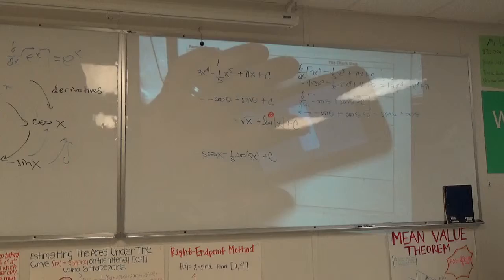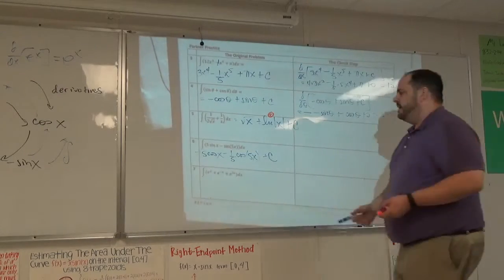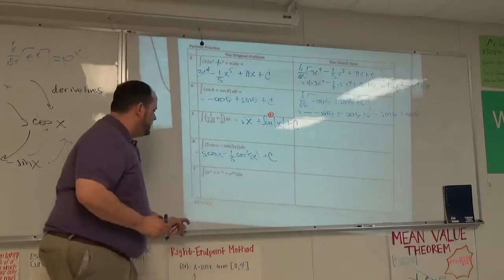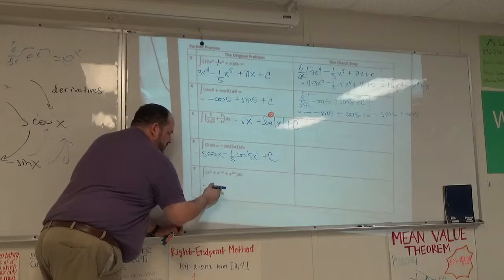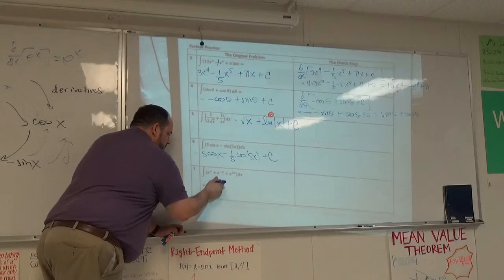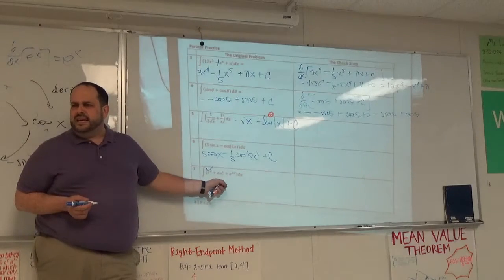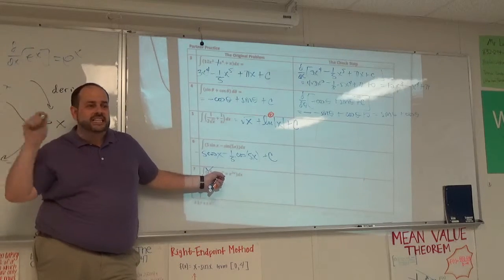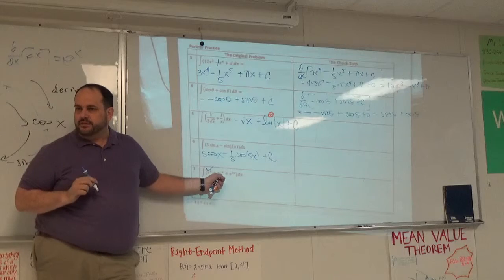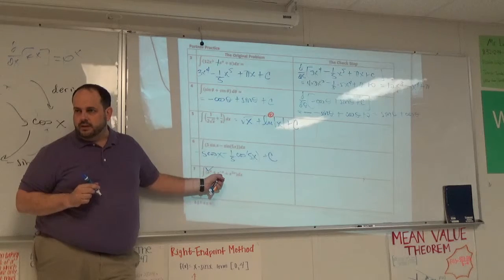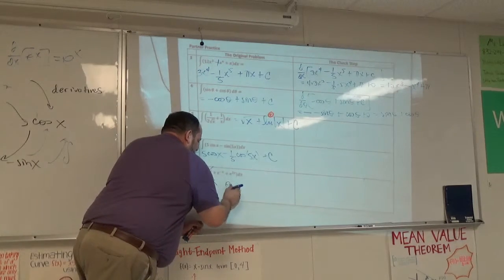More fun ones. All right, antiderivatives. Antiderivative of e to the x. You guys know this one? E to the x. Antiderivative of e to the negative x. What have you ever seen that has e to the negative x as its derivative? Negative 1, e to the negative x.